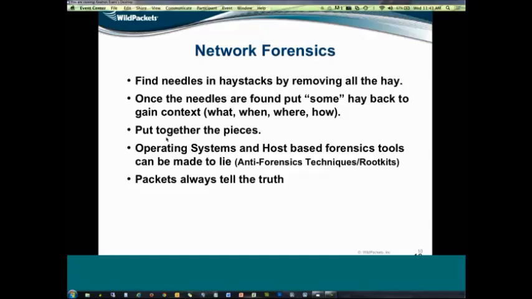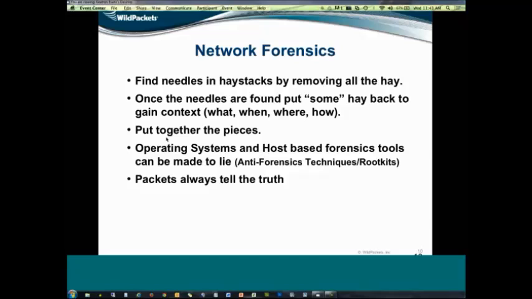Essentially, we're in a situation where operating system and host-based forensics tools and techniques can lie to us. There's a whole art in the world of hacking called anti-forensics and anti-incident response. A lot of that's propagated by rootkits and things of that nature, but the whole point of it is to make forensics useless. Now, there's a lot of research, a lot of innovation, but packets typically always tell the truth. It's much harder to make a packet lie than it is to make an operating system lie.